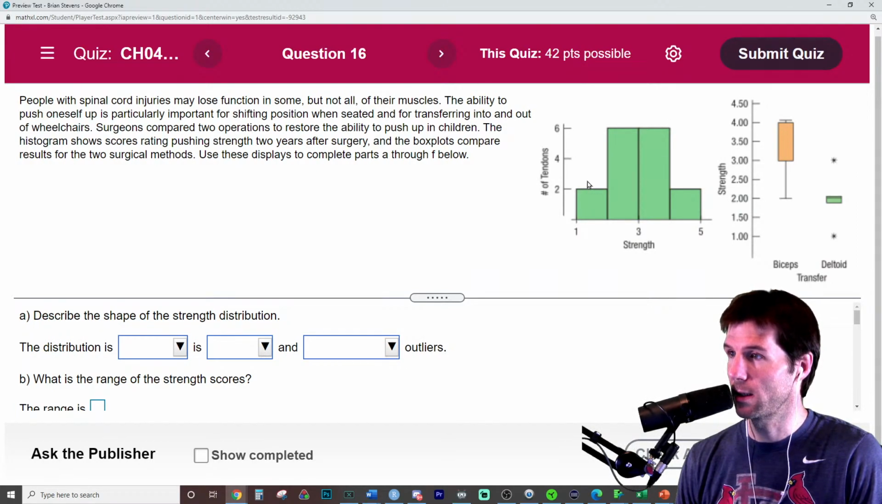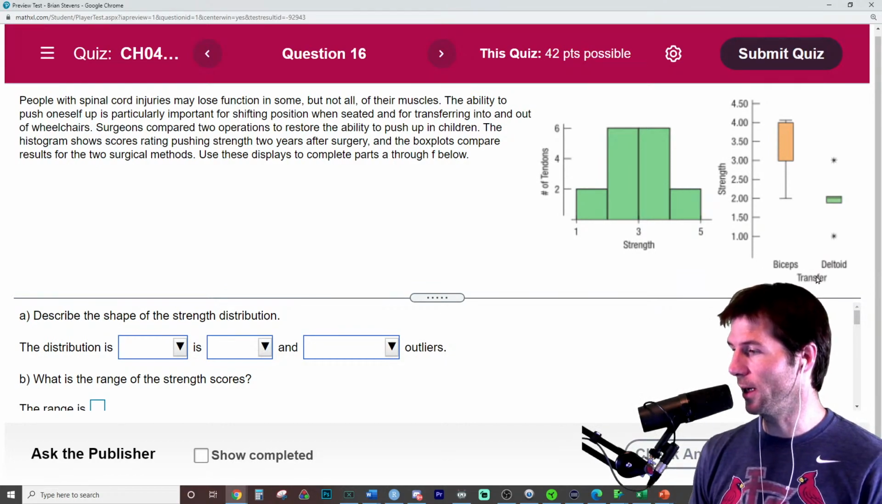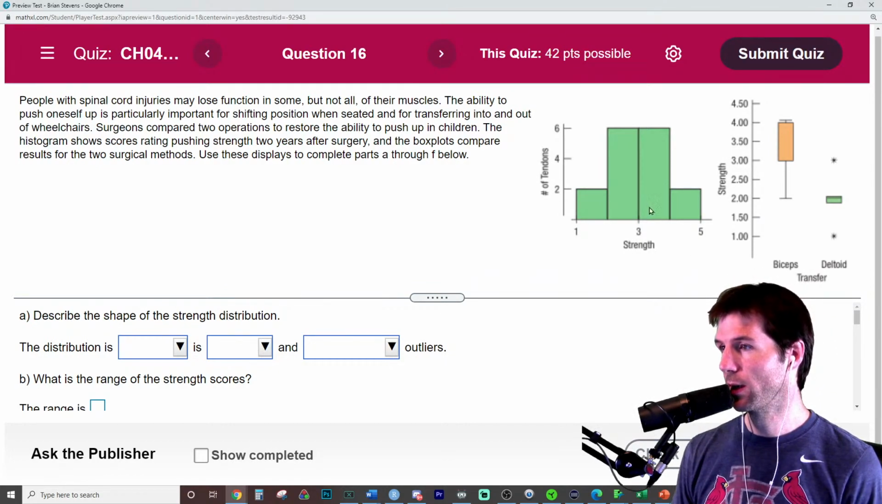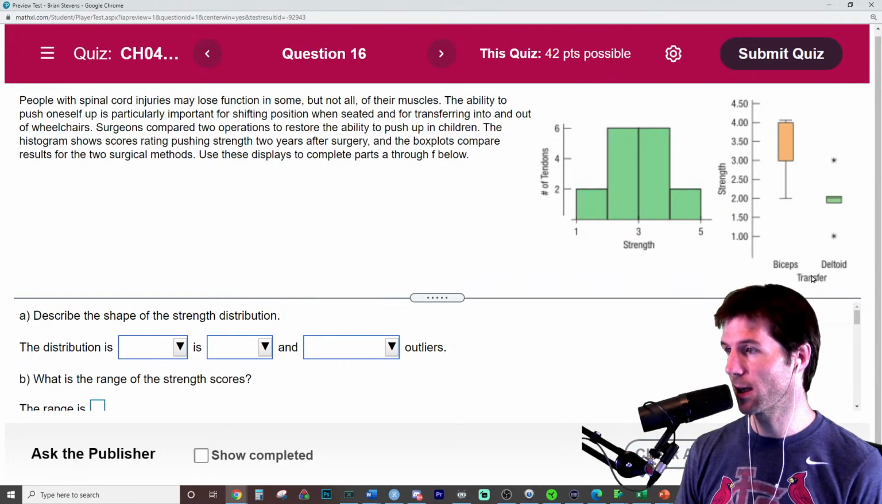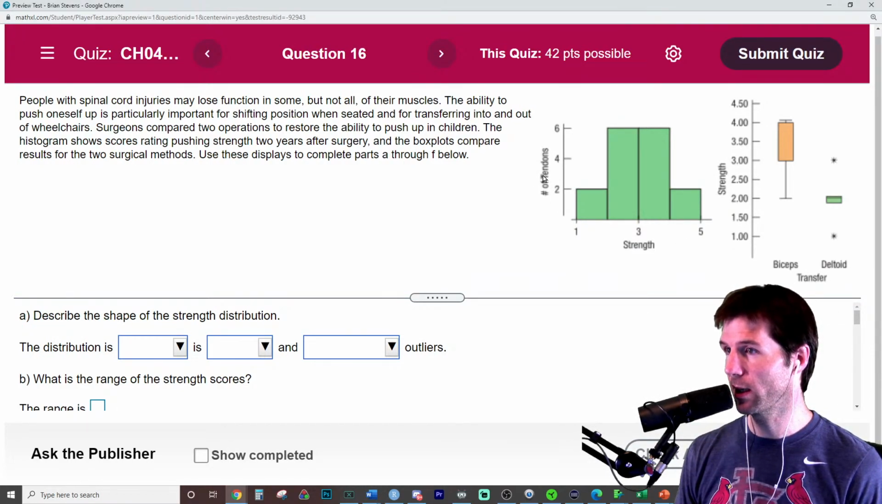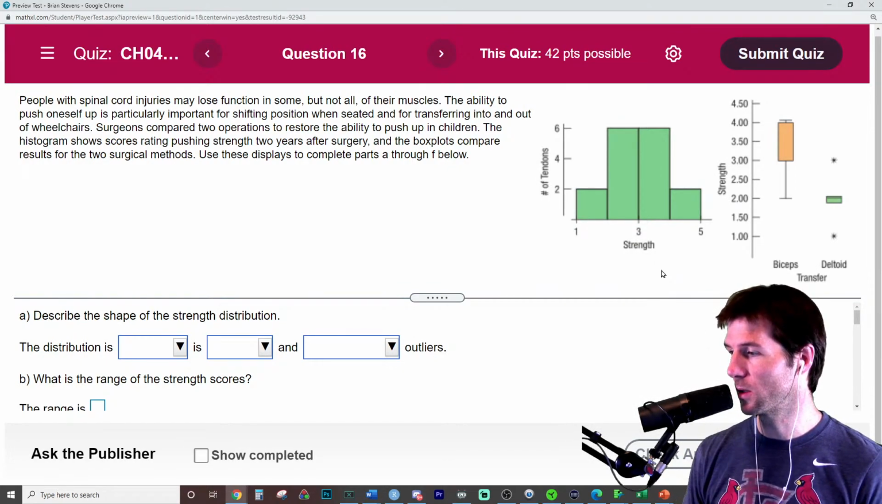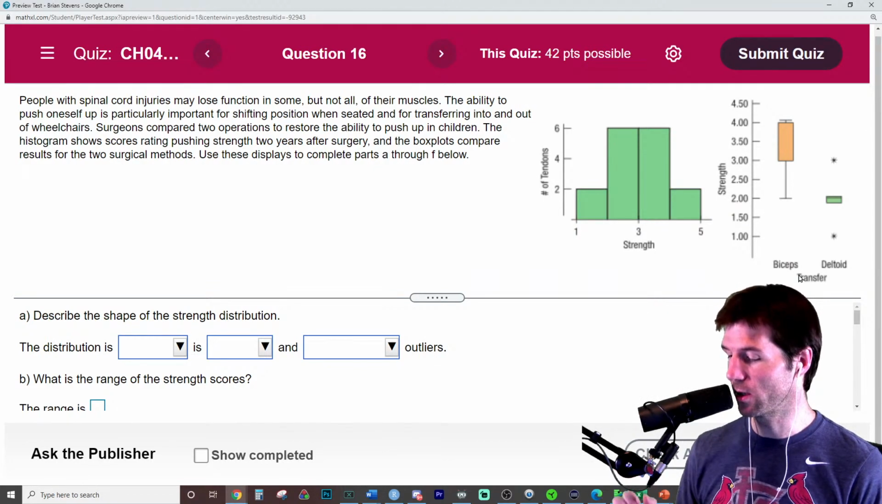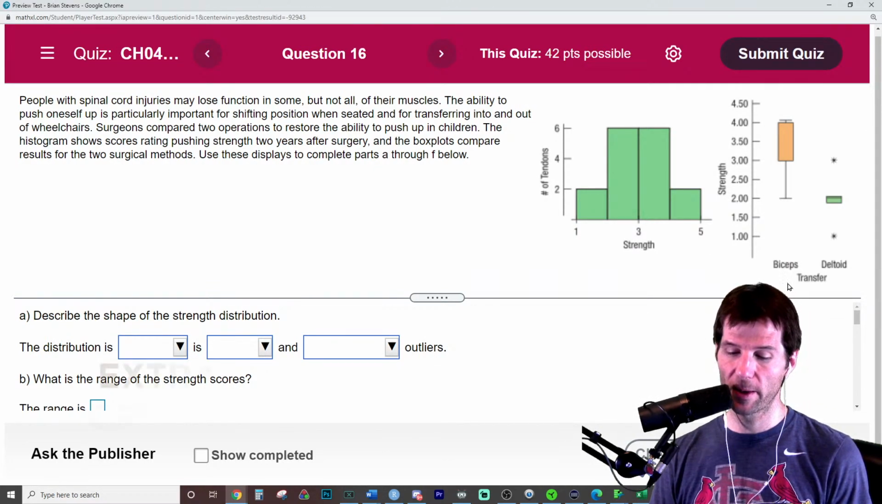Which of these is the bivariate display? Is the histogram bivariate, or is the side-by-side box plot bivariate? Think, bivariate means 2 variables. You might be tricked because you see this right here and you see this right here. But which of these is bivariate? And right there, great job, Snea, another 50 points. The box plots are bivariate.